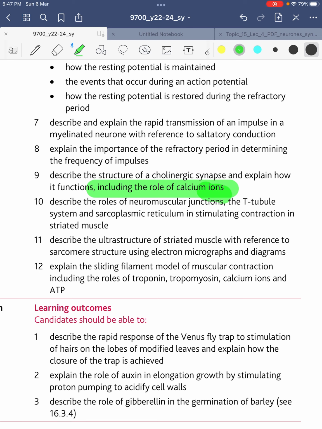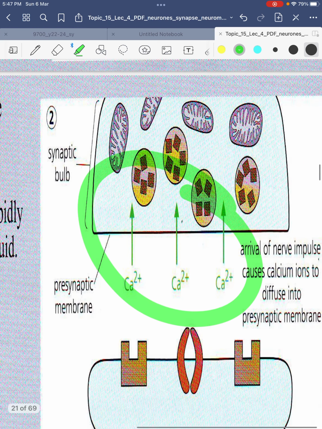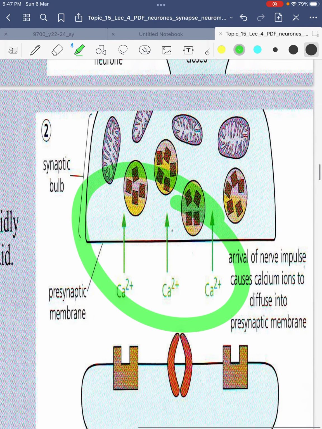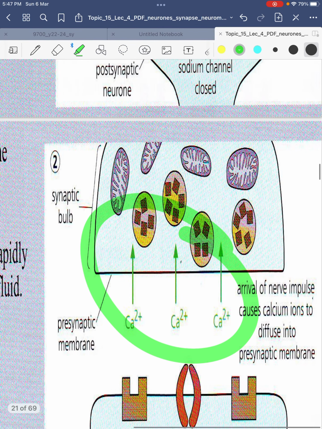Describe the structure of a cholinergic synapse and explain how it functions, including the role of calcium ions. Okay, so you need to know the function of calcium ions. So what is the role of calcium ion here? The role of calcium ions, we're going to study it in a moment.